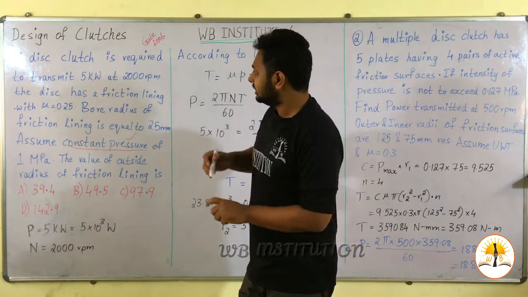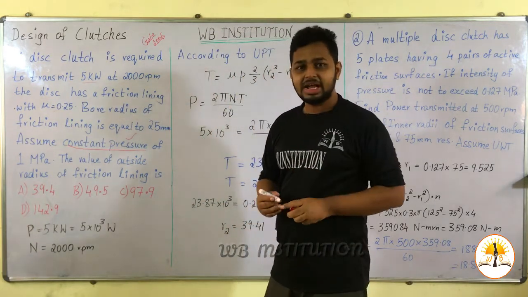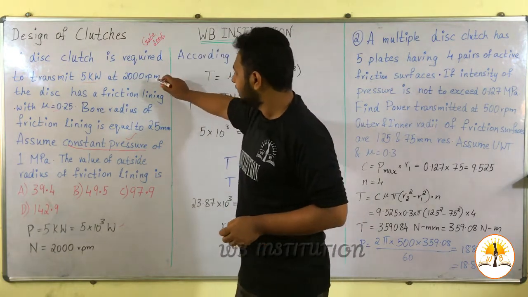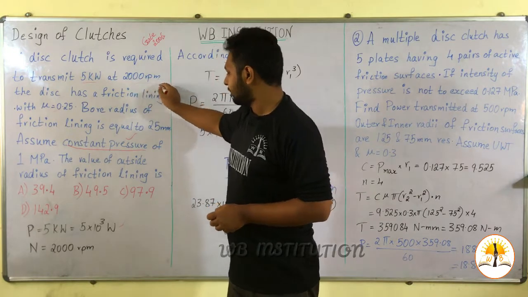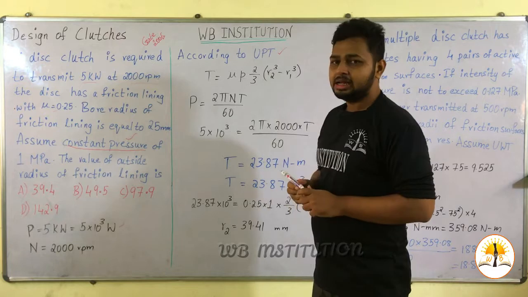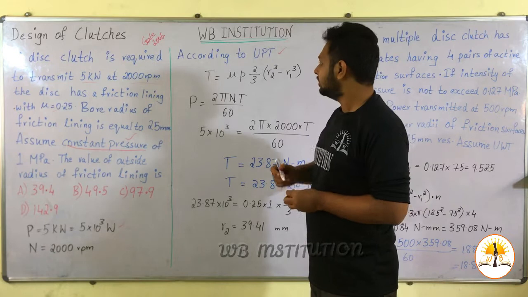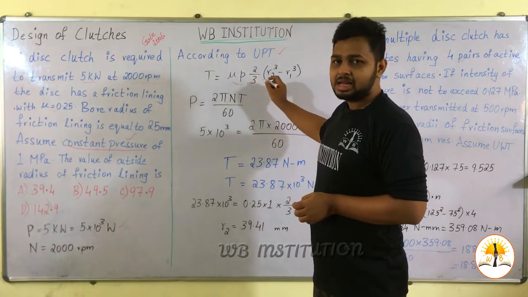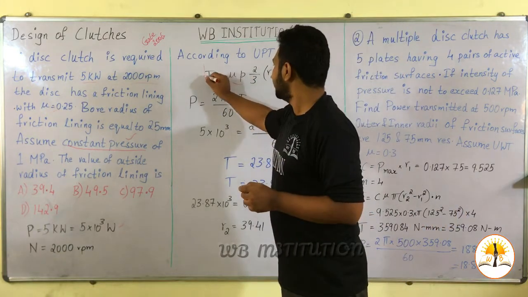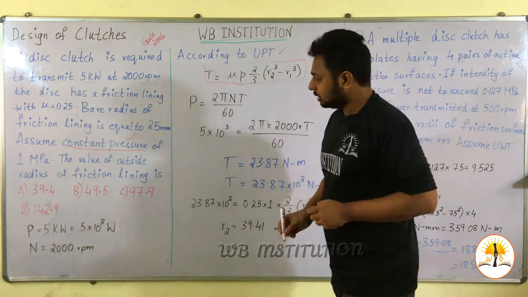Let us make a note, that is power P equal to 5 kilowatts. If we convert it into watts, then we get 5 into 10 cube watts, and the speed of the clutch is 2000 rpm. Now according to uniform pressure theory, we know the amount of torque transmitted in single plate clutches, that is T equal to mu P into 2 by 3 into R2 cube minus R1 cube.